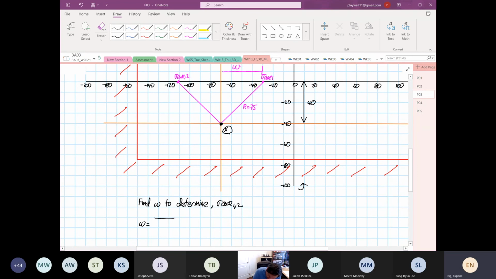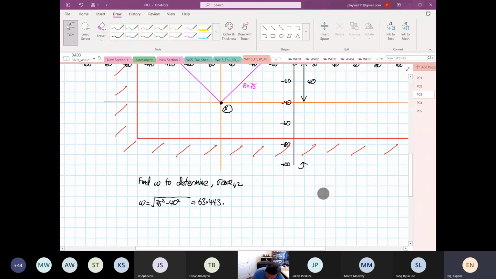So omega is equal to 75 squared minus 40 squared, right? So 75 squared minus 40 squared, square root of the whole thing, 63.442 or 63.443. Okay, so from here we can find our stress average 1 and 2.